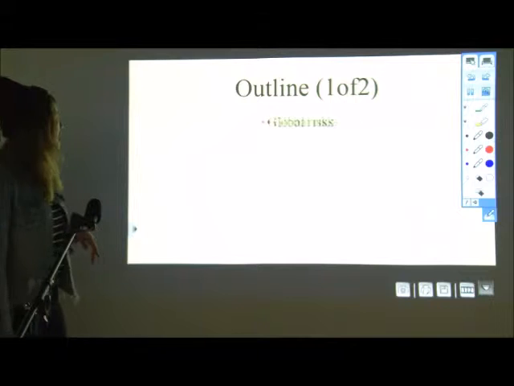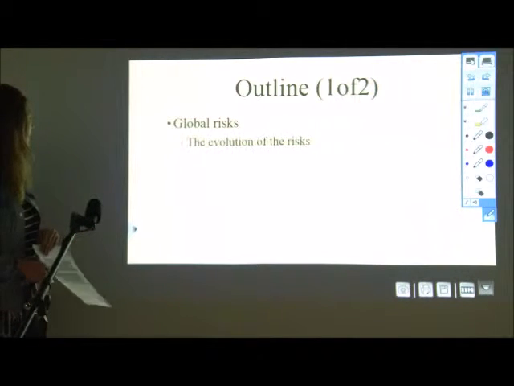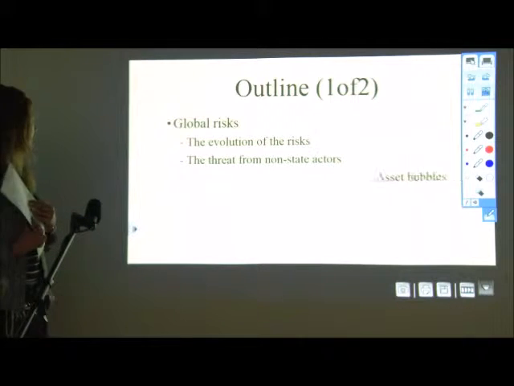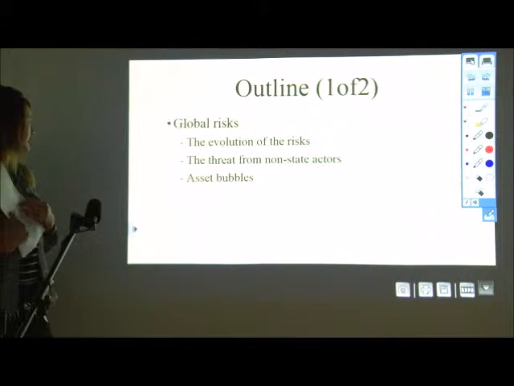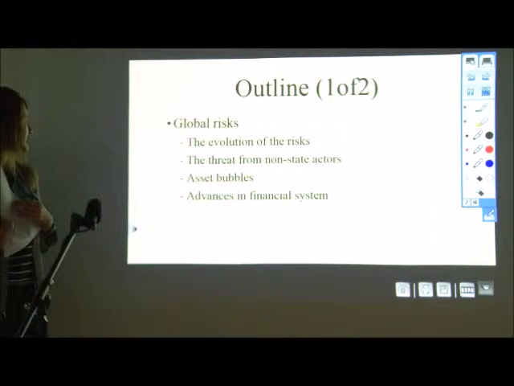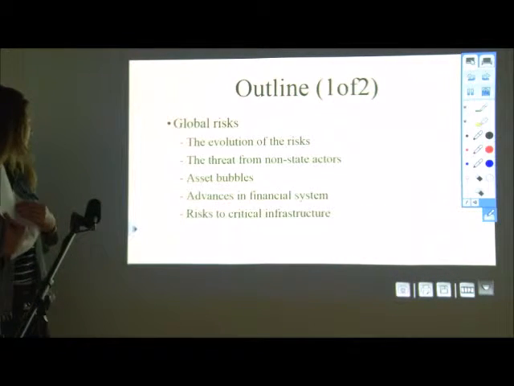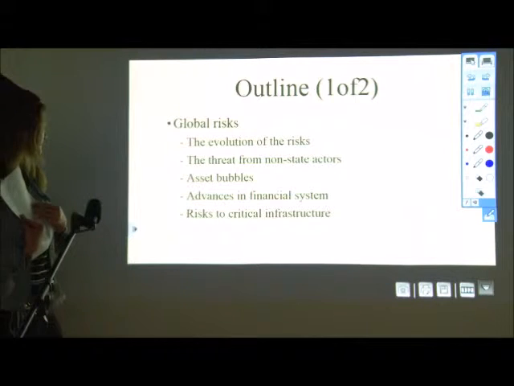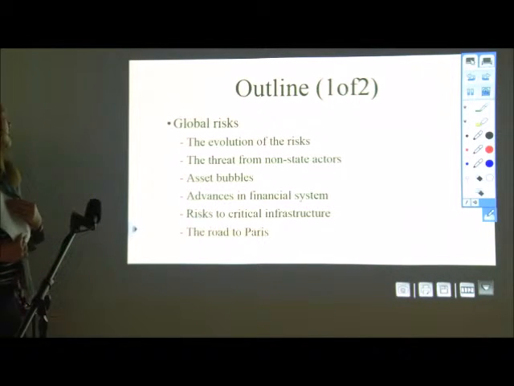And this is part 1's outline. We focus on the global risk, the evolution of the risk, the spread from non-state actors, asset bubbles, advances in financial systems, risks to critical infrastructure, the road to Paris, and internet governments.